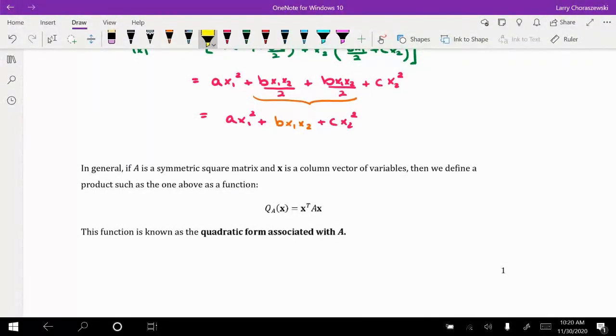So this function is known as the quadratic form associated with the matrix A. And always keep in mind that that matrix A is going to be symmetric.